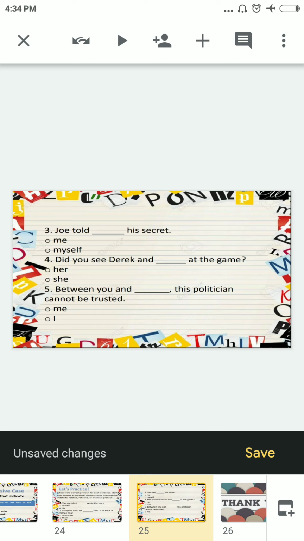Did you see Derek and blank at the game? Her or she? Very simple, students. You are able to give the answers if you have learnt all the rules very well. Between you and blank, this politician cannot be trusted. Me or I? What should be the answer? Think over it. Do it in a notebook.